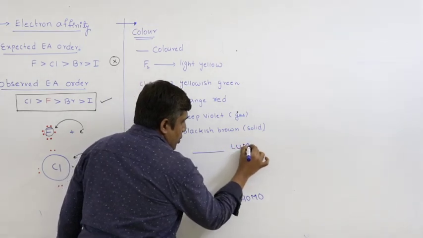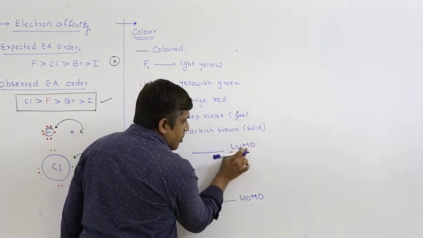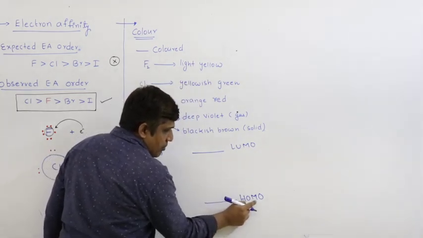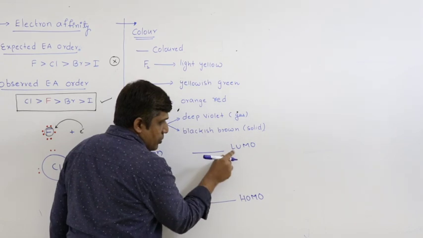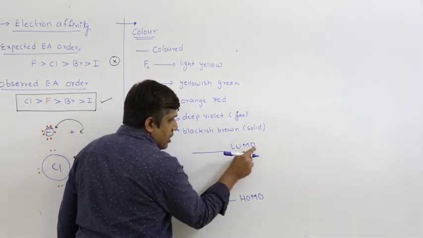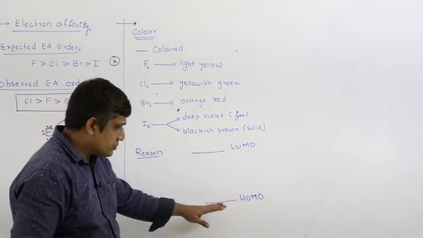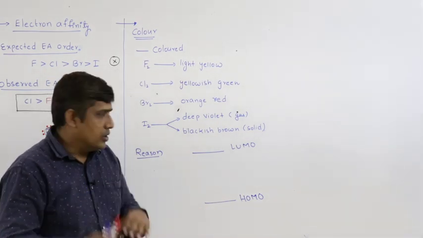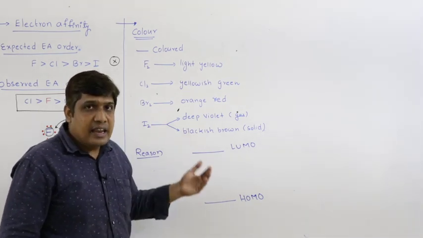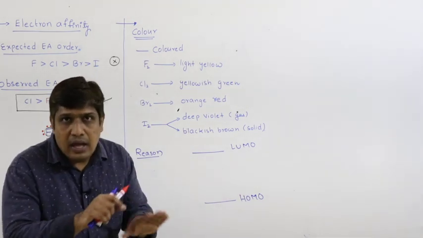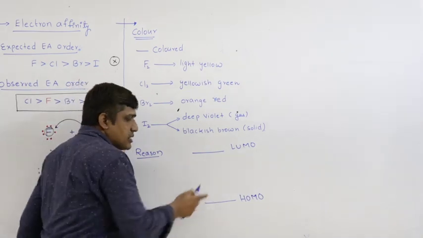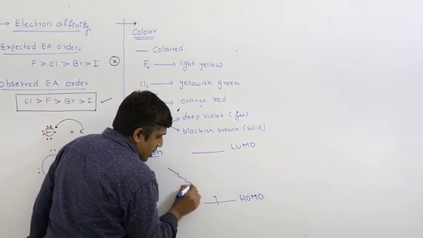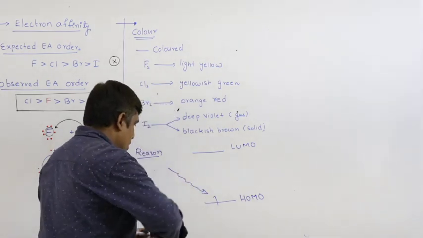LUMO, lowest unoccupied molecular orbital. Once again, HOMO is the highest occupied molecular orbital, and LUMO is the lowest unoccupied molecular orbital. So this is the molecular orbital that contains valency electrons. This is the next higher energy level where there are no electrons. So here there are some non-bonded electrons. These non-bonded electrons absorb visible light.